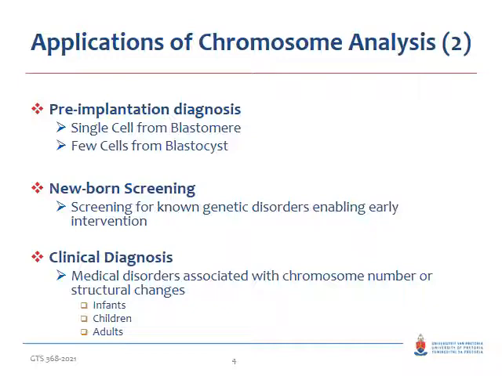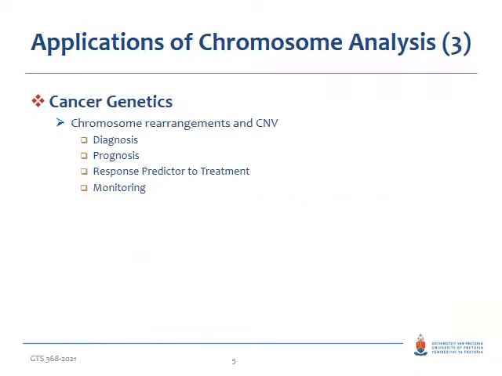So a lot of medical disorders are associated with chromosome number or structural changes in children, infants, and even in adults. It can be used in cancer genetics because certain chromosome rearrangements and copy number variants are associated with certain cancers, and the prognosis can depend on the type of genetic defect. For instance, the Philadelphia chromosome in the case of AML.